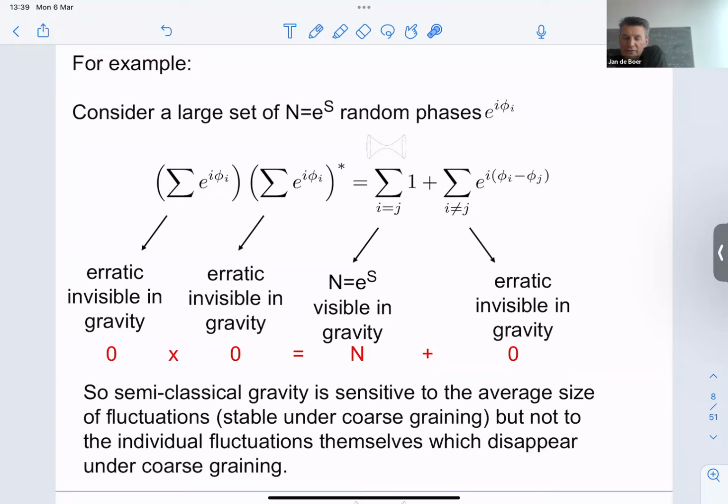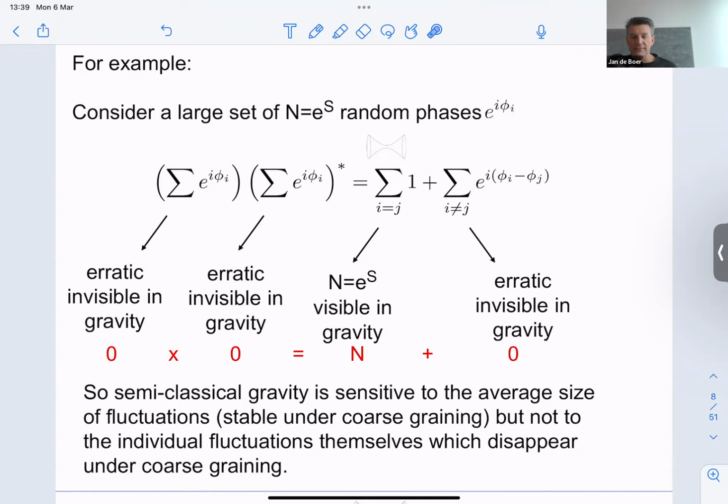So if coarse graining is something where sums of wildly oscillating random phases get coarse grained to zero, then we can get this apparent contradiction where zero in the low energy theory times zero in the low energy theory is equal to n in the low energy theory plus zero in the low energy theory. And that seems very wrong, but it's a mistake that you make if you coarse grain every individual term in the equation in the way that I just described.